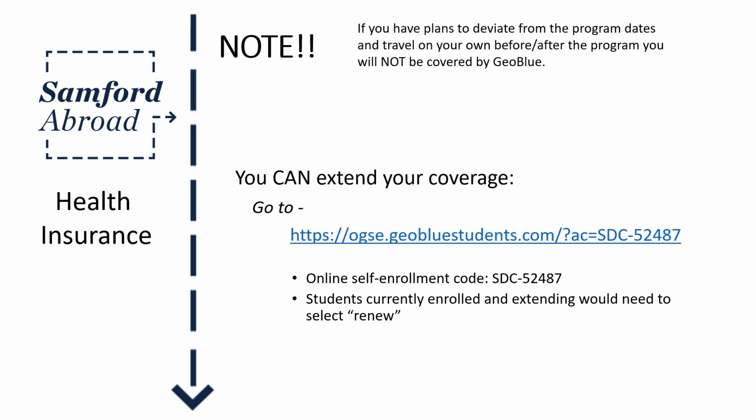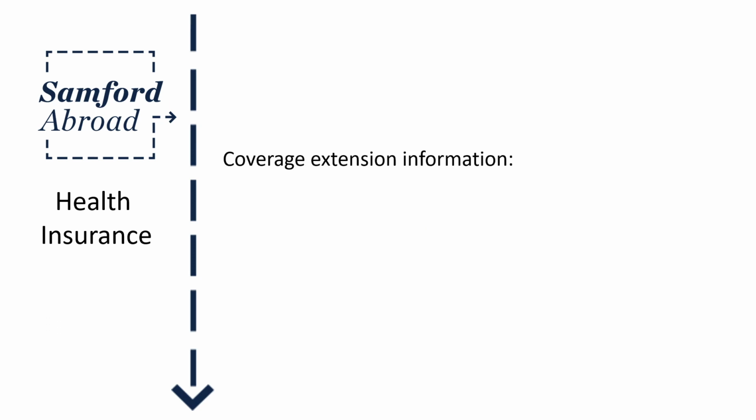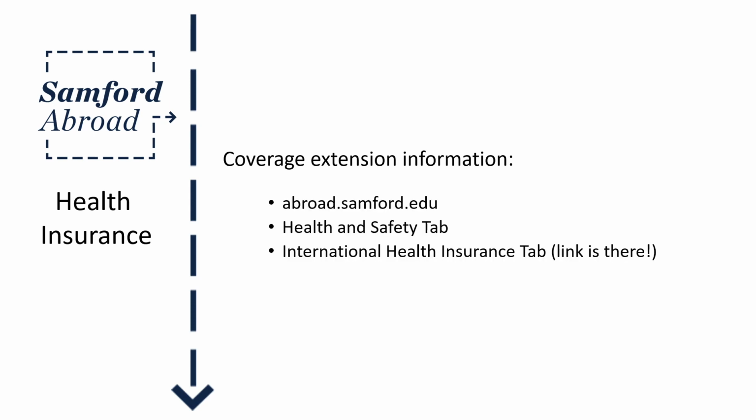First, go to this website where you can self-enroll online using the code that is provided there for you. Since you are currently enrolled, you'll just be extending by selecting Renew and following the prompts there. If you don't have that information in front of you, you can feel free to pause this presentation again to write it down. Just know that it is always housed at abroad.sanford.edu under the Health and Safety tab, International Health Insurance. The link is always there.